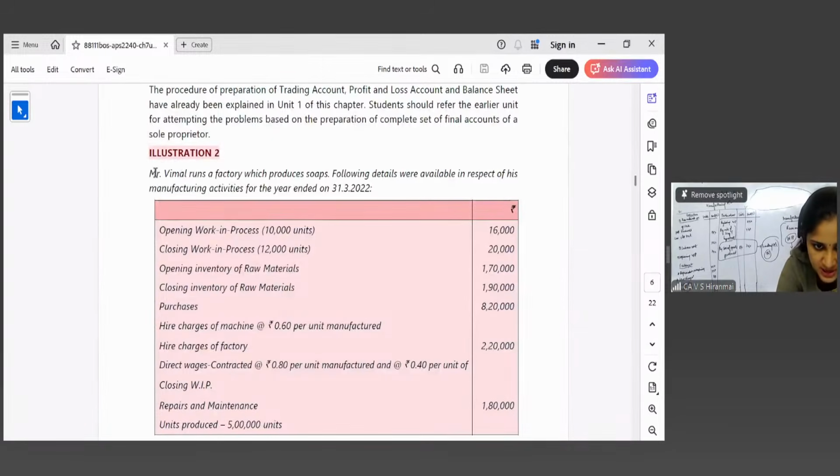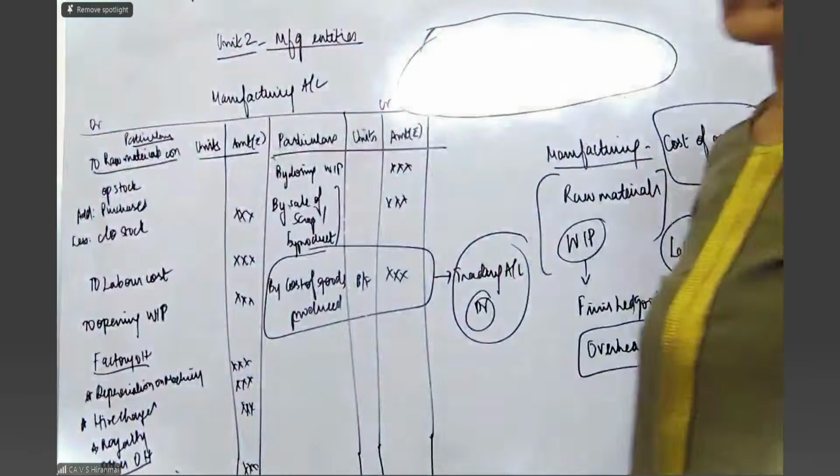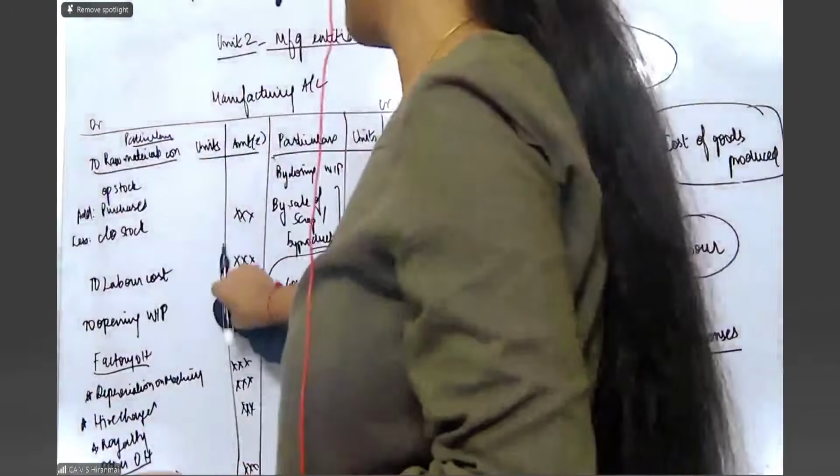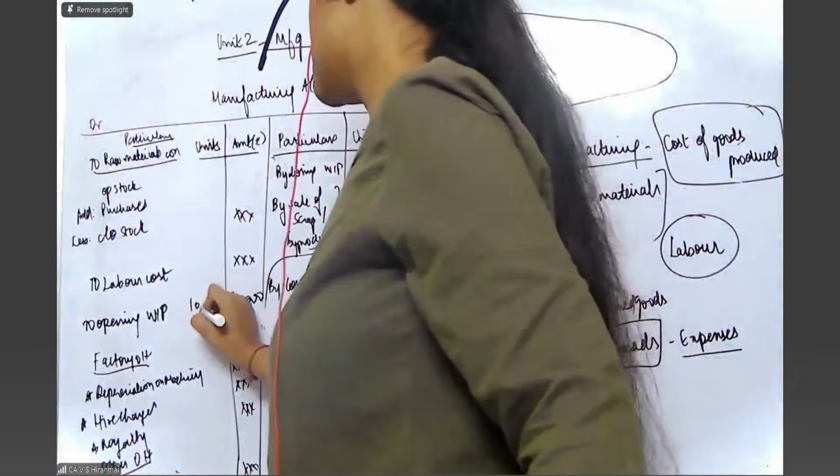All of you, please see here. Mr. Vimal runs a factory which produces soaps. The following are the details available in respect of his manufacturing activities. Opening work in process, 16,000. How many units? 10,000 units. So I told you already, opening work in process will come here. It is 16,000 rupees for 10,000 units.